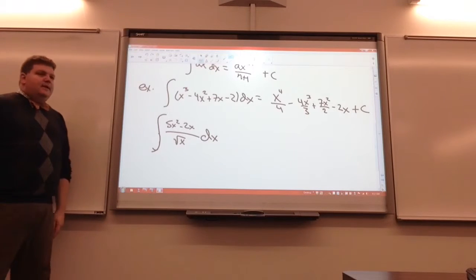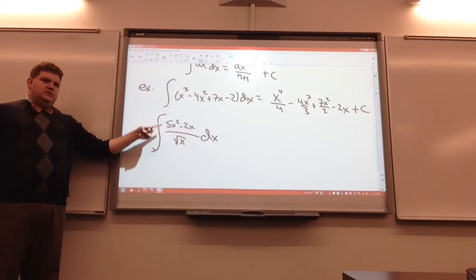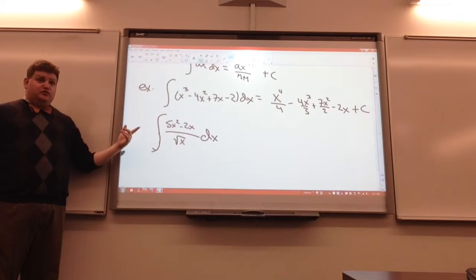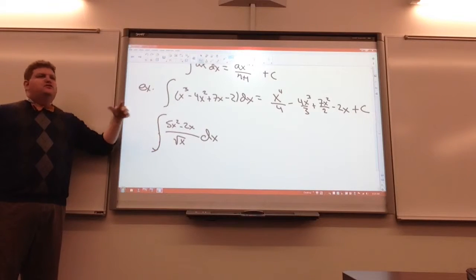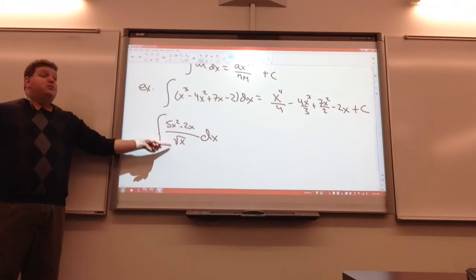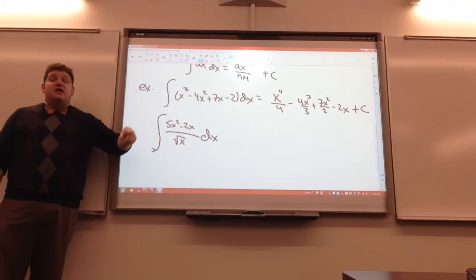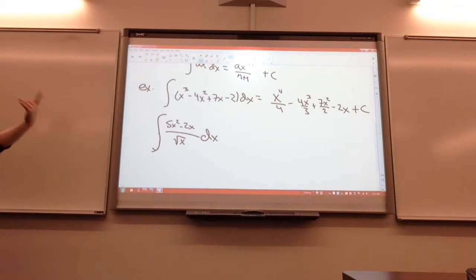Okay? Second, this is a rational function. It's a quotient, right? Bump that up. Okay? So there's no quotient rule for integrals. But what I can do is bring that up as an x to the negative 1/2 and then multiply it through. Okay? Which is exactly how you would handle this.